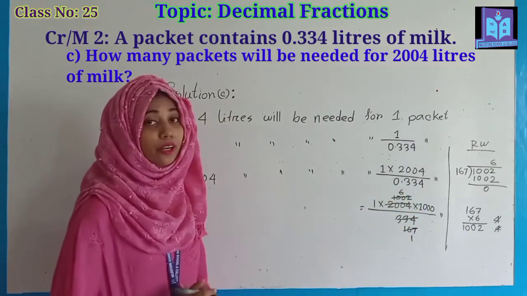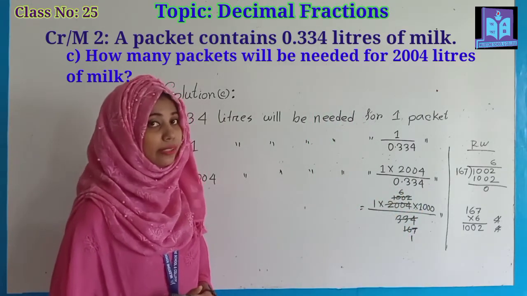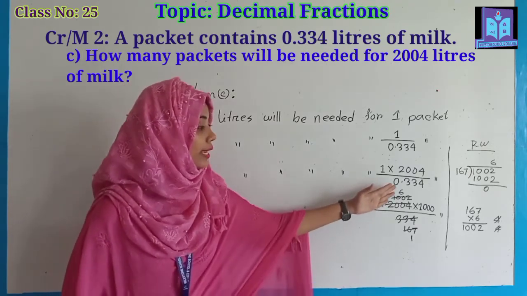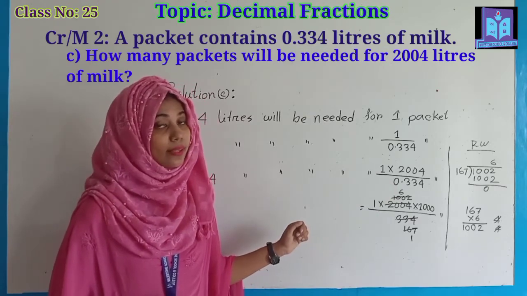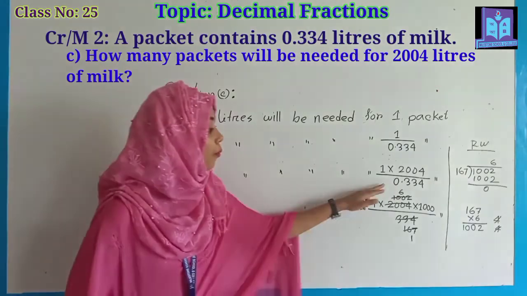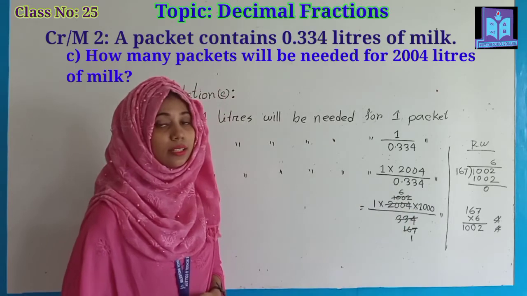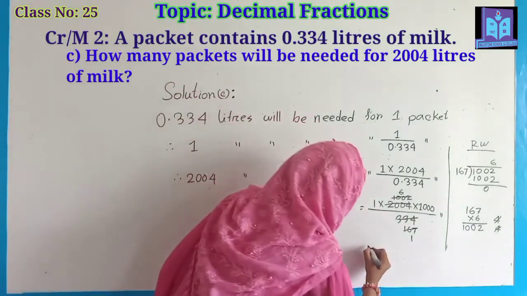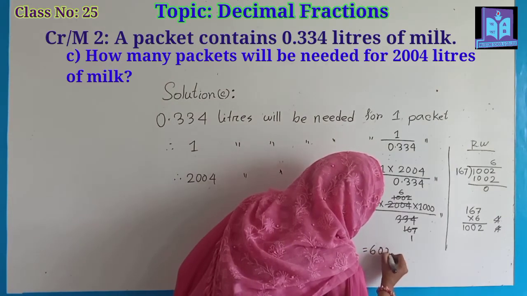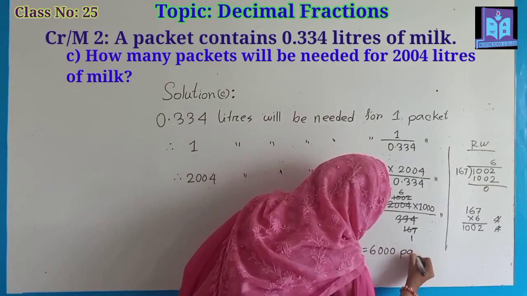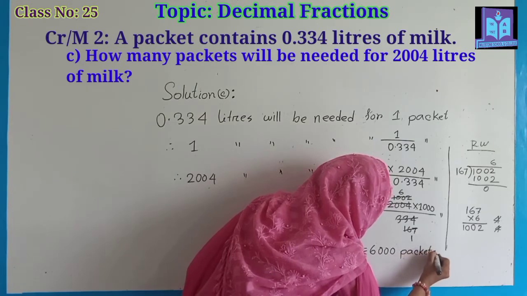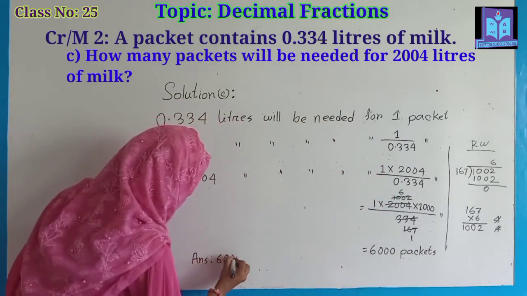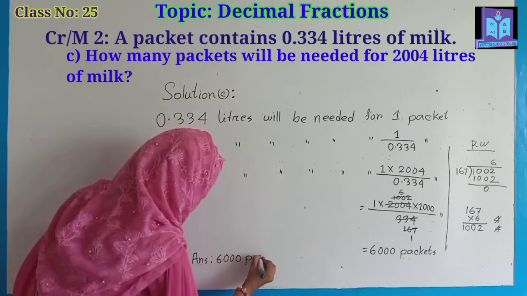In the denominator there is 1. No need to write this 1. Now look at the numerator. Here is 1 into 6. That means 1 6 is 6. 6 into 1000. Yes. That is 6000. So I got the answer, 6000 packets. It means the answer is 6000 packets.